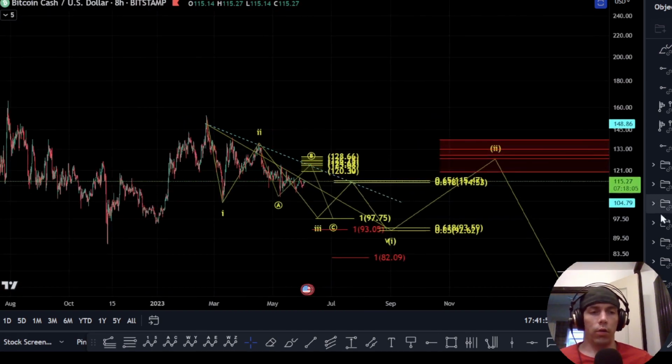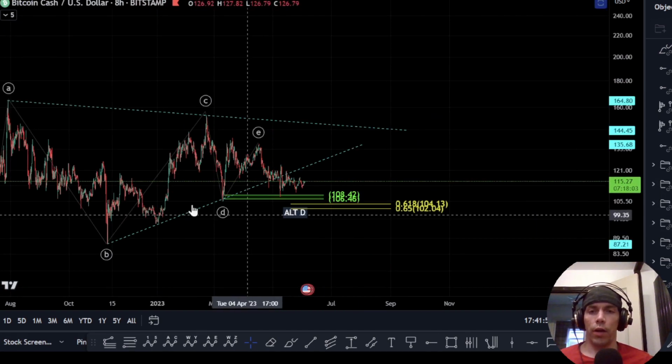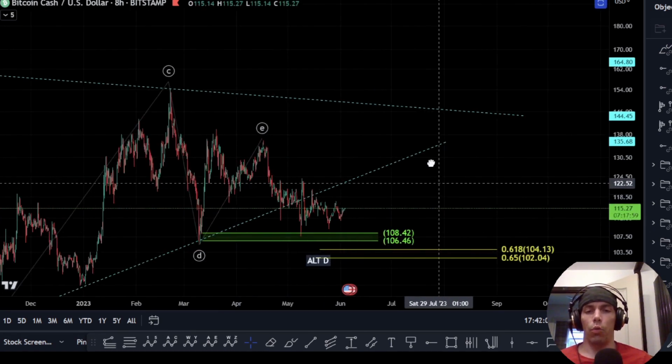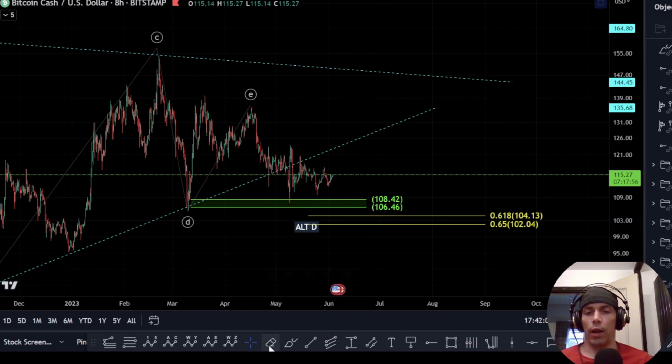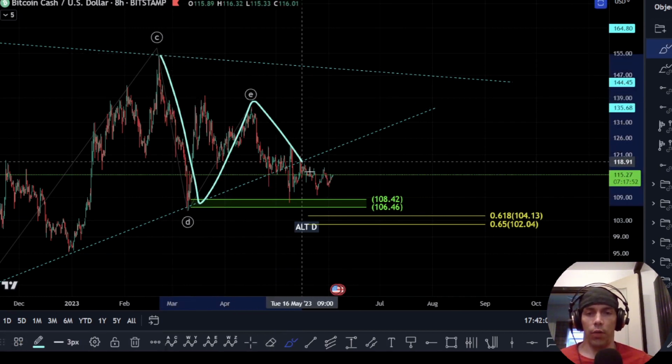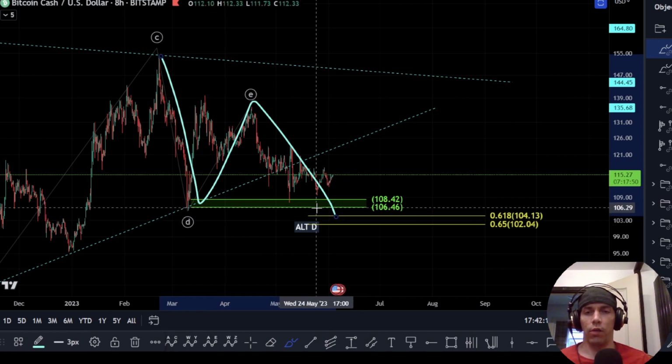Now, we could also argue that rather we had this as a triangle in here, in which case we are looking to either still be in this triangle, or we could actually start to reject directly. So what we'd be looking for if we're still within the triangle, we'd be treating this as A, B, and then potentially looking for this as a C wave down here.